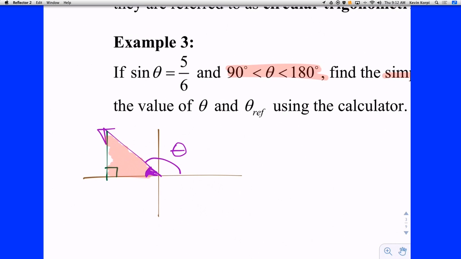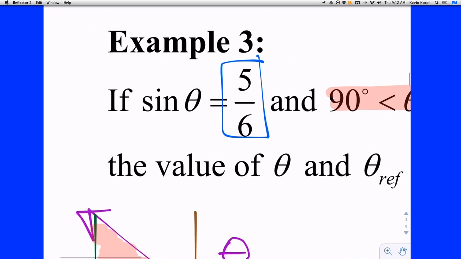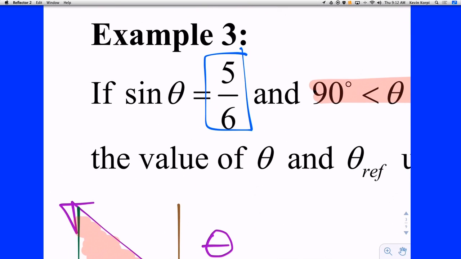How am I going to do that? I need to know all 3 side lengths for that triangle. So I come back up to the ratio that's given, and remember it's the sine ratio, and sine is y/r. Now the side lengths may not be 5 and 6, but remember, whatever the scale factor is, it divides out. So if I'm really just after the trig ratios, I don't need the actual side lengths.